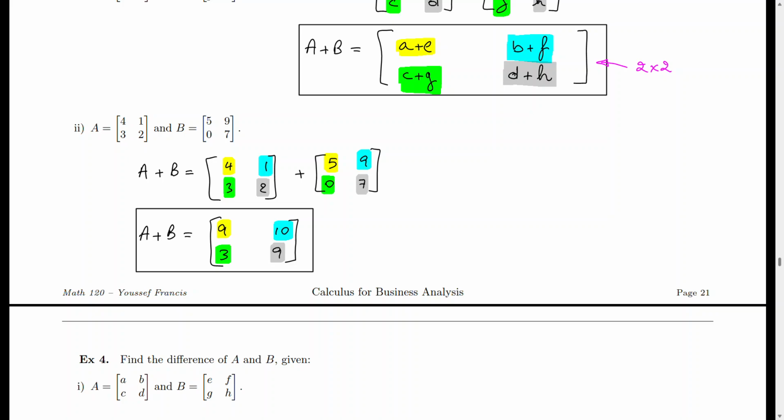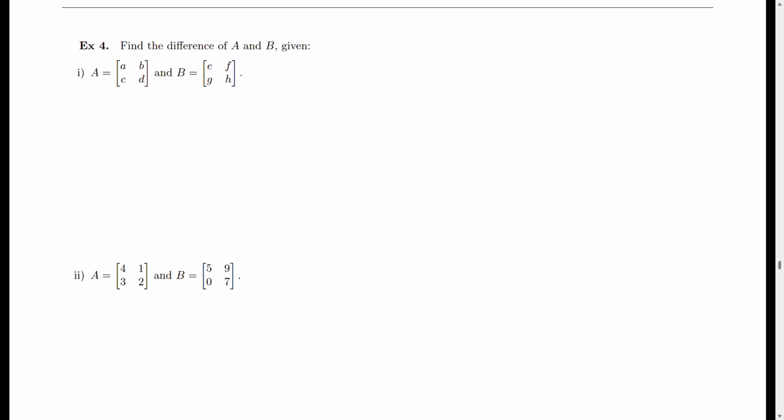Subtraction is basically the same, except instead of a plus sign, you will have a minus sign instead. So let's tackle that in example number 4. Again, we're given two matrices, A and B, and this time we're asked to subtract the matrices A, B. So let's start by writing them. A, B, C, D is the first matrix, and we are subtracting E, F, G, and H this time. And again, we're going to subtract the corresponding entries from one another.